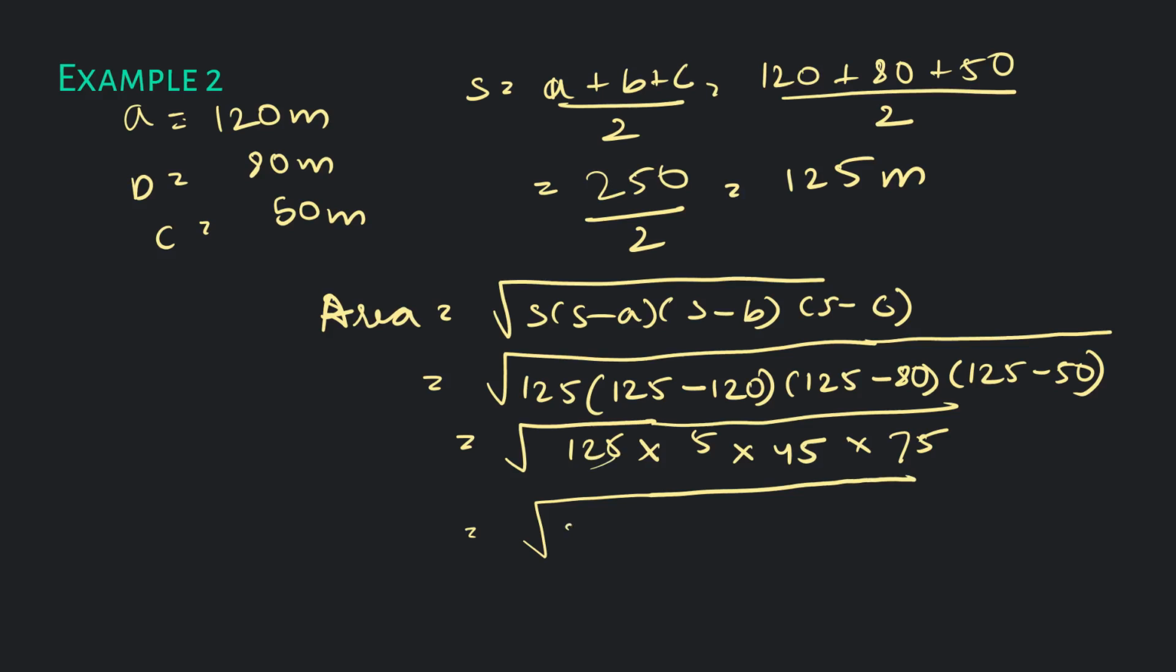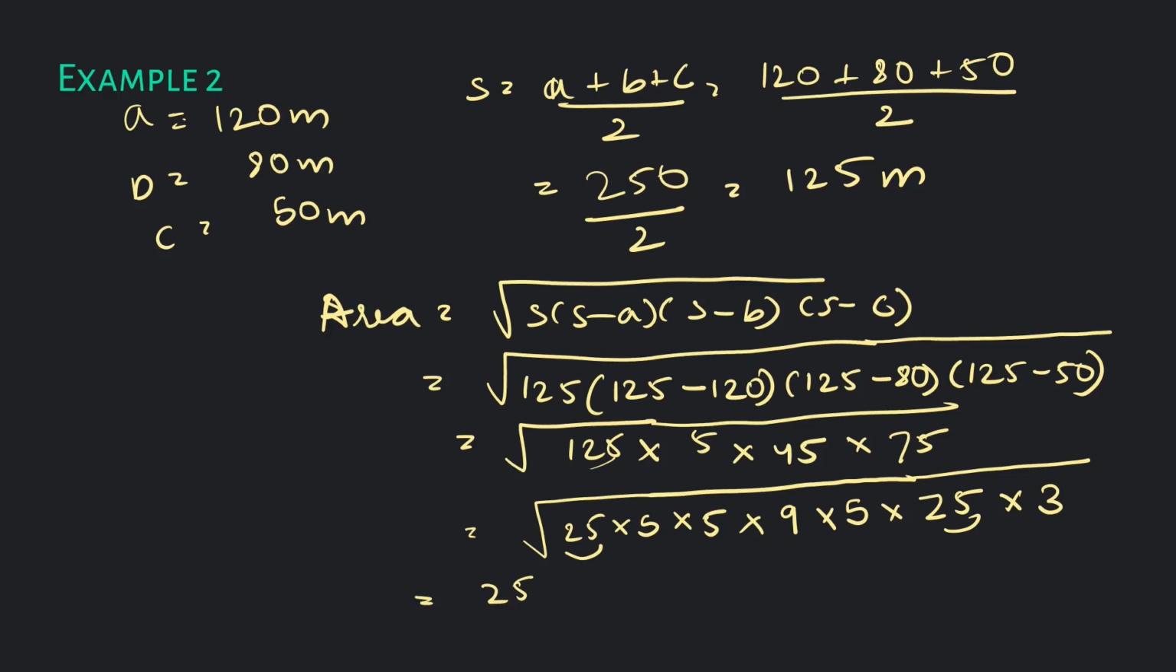Now let's convert them into prime numbers and perfect squares. So 125 can be written as 25 into 5. Here we already have a 5, which is a prime number. Then 45 can be written as 9, which is a perfect square, into 5, which is a prime number. And 75 can be written as 25, which is a perfect square, into 3, which is a prime number.